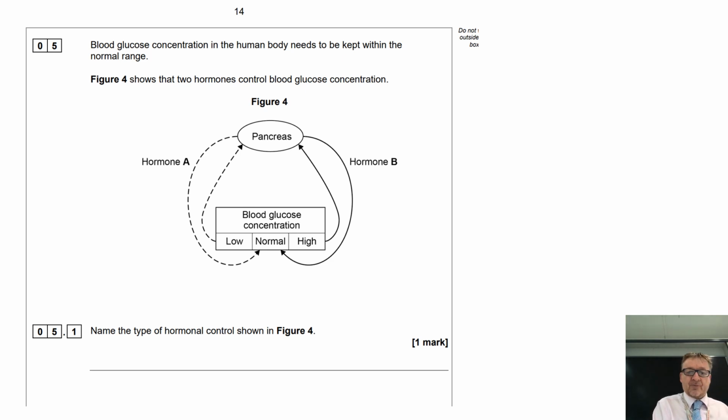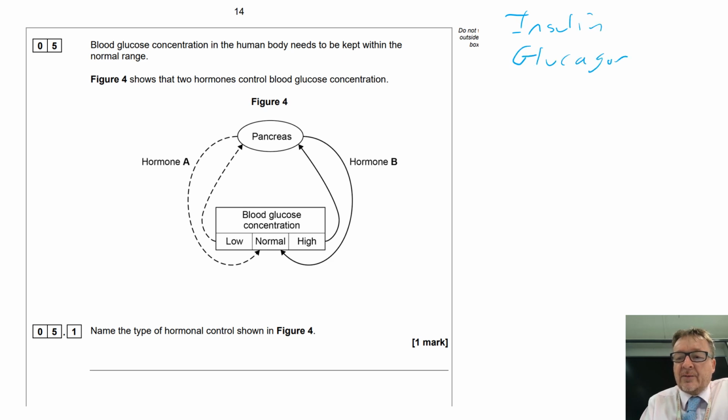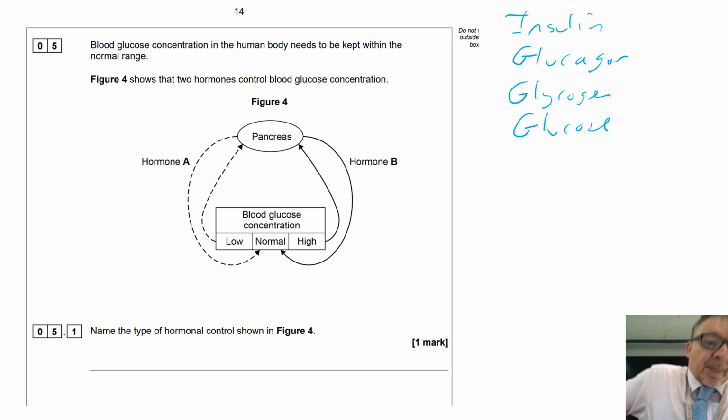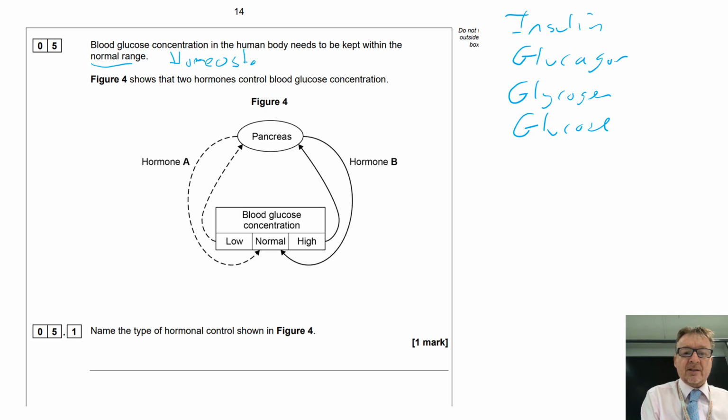Question number 5. I read the first part of the question and it says blood glucose. As soon as it says blood glucose, I'm thinking insulin, glucagon, glycogen, and glucose. Blood glucose concentration in the human body needs to be kept within normal range: homeostasis.